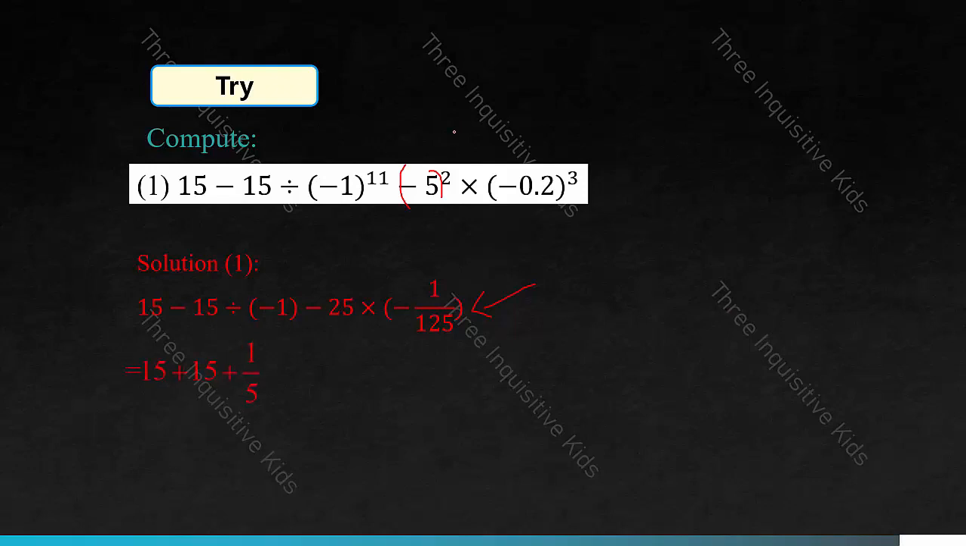And then now we do the multiplication and division. -15 divided by -1 is +15. -25 times -1/125 is 1/5. You add them together and we're left with 30 and 1/5.